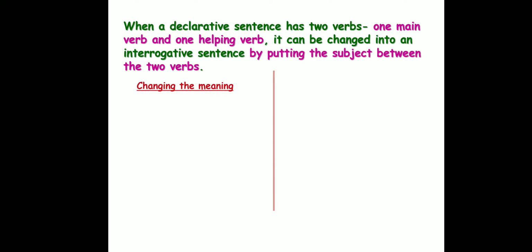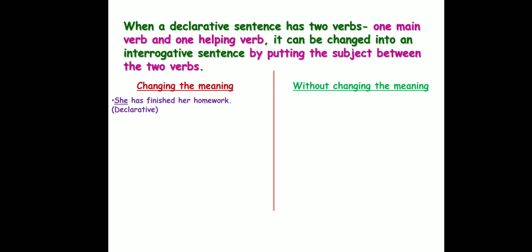When a declarative sentence has two verbs, okay, so in the previous slide, there was only a helping verb. Is she very kind? So is the helping verb. There are no two verbs. Here, what is the slide telling you? That if you have a helping verb as well as a main verb, then how will you change it? Again, there are two ways, changing the meaning or without changing the meaning. Let's look at an example.